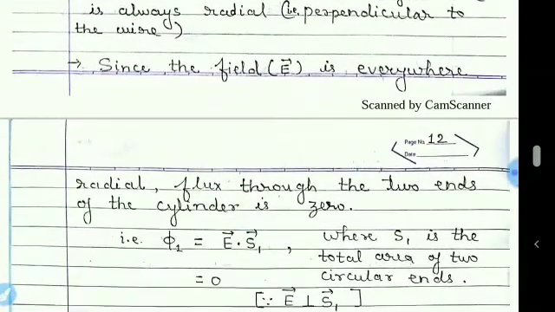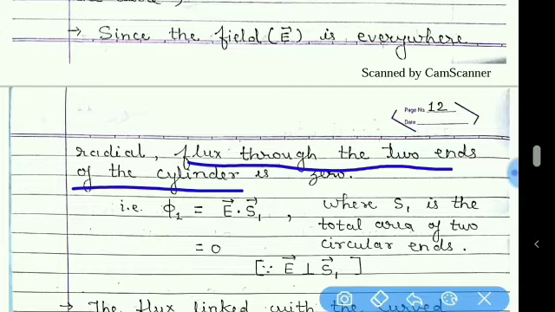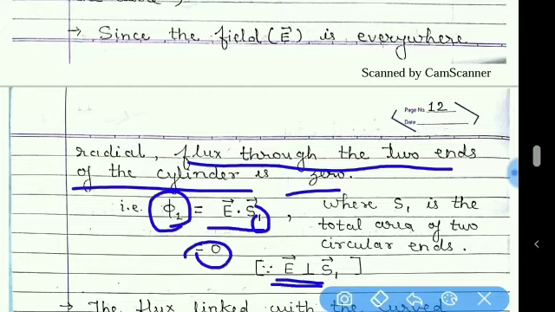Now let us see the calculation part. Here I have written that the flux through the two ends of the cylinder is 0. Let us consider the flux related with those two circular ends as phi 1. Our formula for the flux is E dot S. Here S1 means the circular surface of the cylinder, but as E and S1 are perpendicular to each other, the result will be 0, and so the flux linked with those two surfaces, phi 1, is 0.